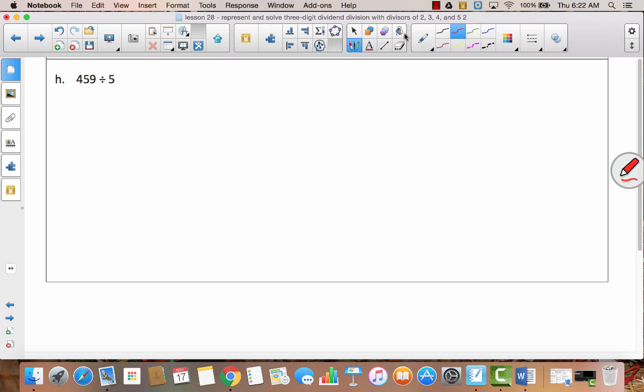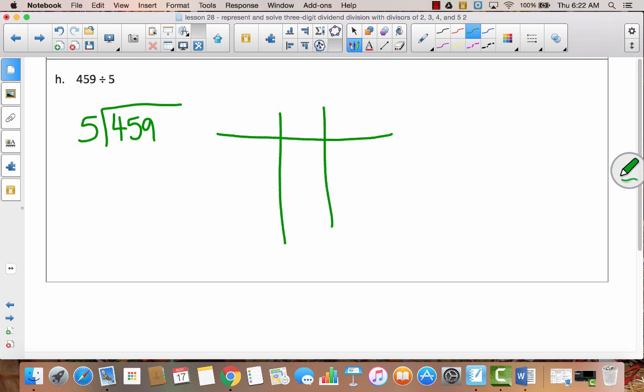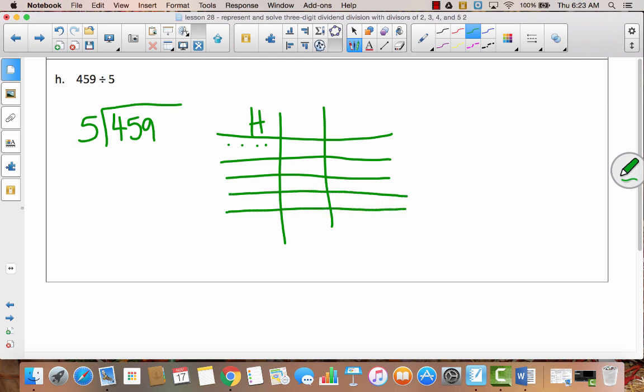So H is going to be very similar to the last problem that we did. We have 459 divided by 5. So again, if I had 400s, like in my place value chart, 1, 2, 3, 4, and I tried to put them into 5 groups. Let's make 5 groups here. So you can see I've got 1, 2, 3, 4, 5 groups. Well, I can't. I don't have enough to give everybody 1. So I automatically have to take all of these hundreds and unbundle them. So instead of having 4 hundreds, I'm going to have 45 tens.